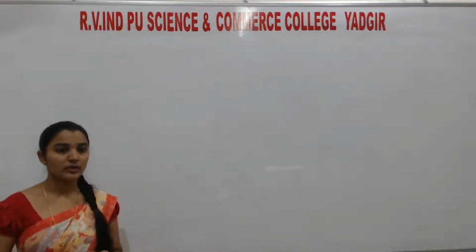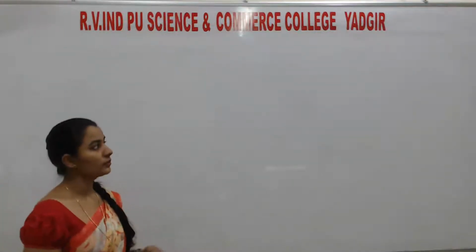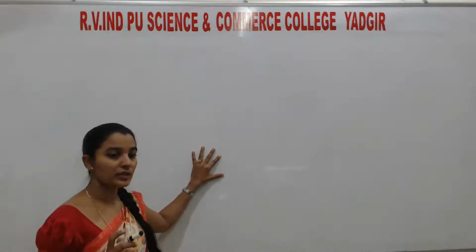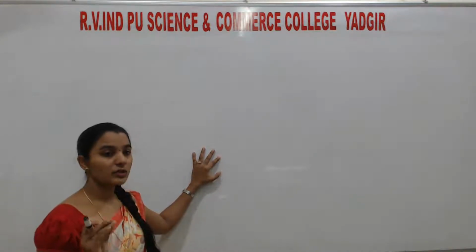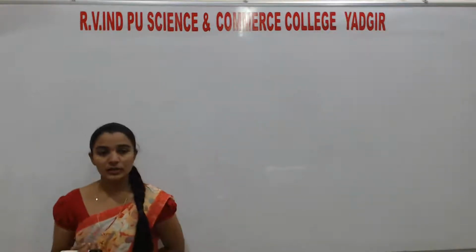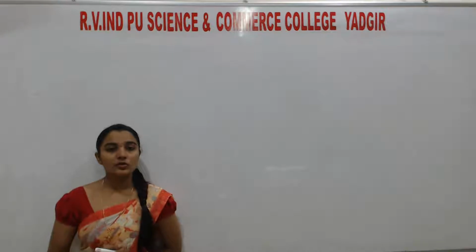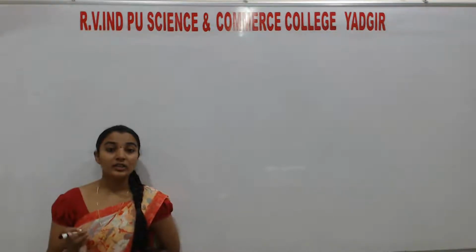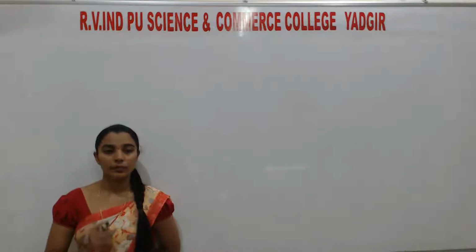Good morning, students. In the last class, we discussed isomerism in organic compounds. In that, we discussed the structural isomers and their types. Okay, so what do isomers mean? Once again, I will recall that. Isomers are compounds having the same molecular formula but differing in their physical and chemical properties.